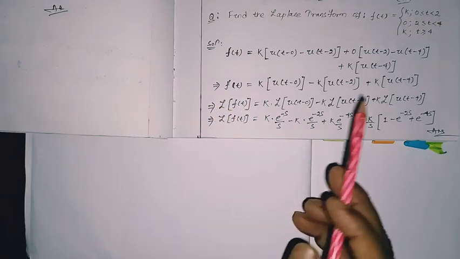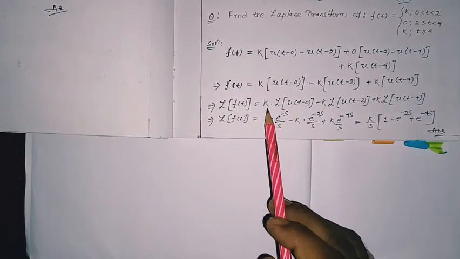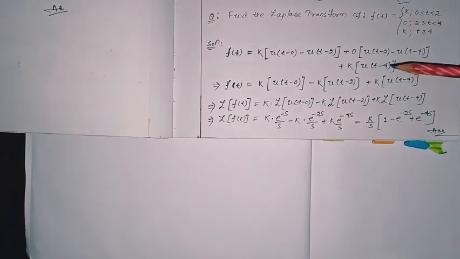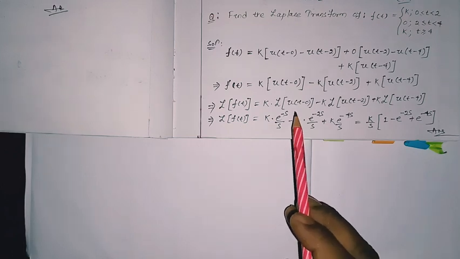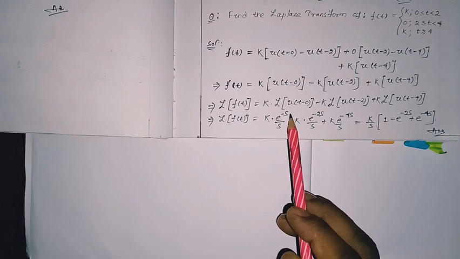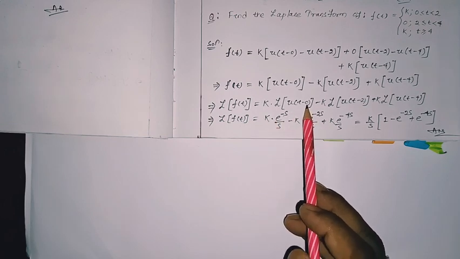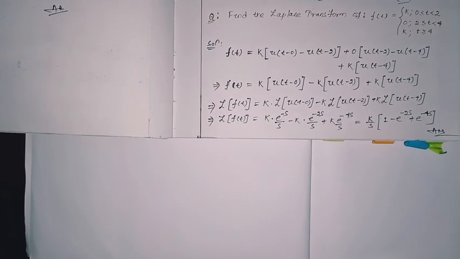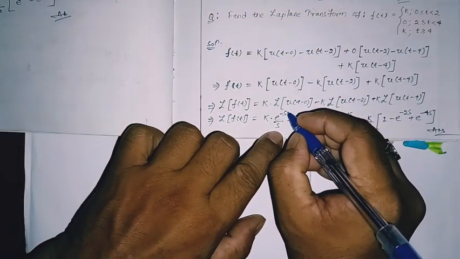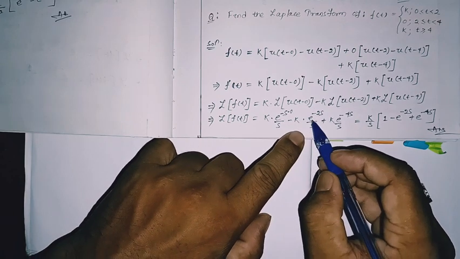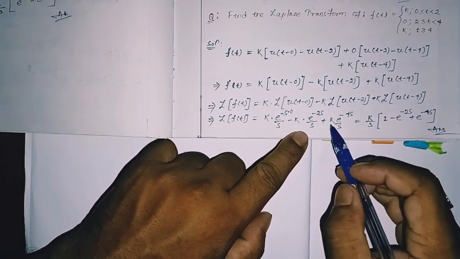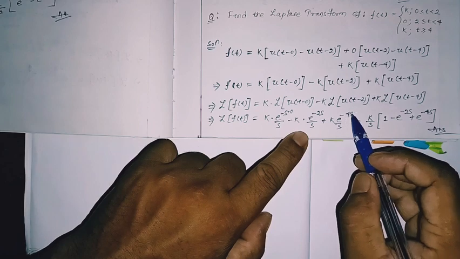So now we are going to take the Laplace transform on both sides. The Laplace transform of this f(t) will be equal to k, the constant, times the Laplace transform of u(t minus 0), minus k times the Laplace transform of u(t minus 2), plus k times the Laplace transform of u(t minus 4). The Laplace transform of u(t minus a) is nothing but e to the power minus as by s, that we know. So here a is 0. So this will be k into e to the power minus s times 0, minus k into e to the minus as, here a is 2, so minus 2s by s, and plus k into e to the minus as, here a is 4, so 4s by s.